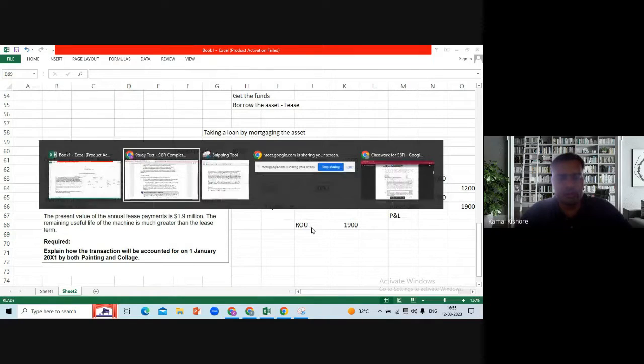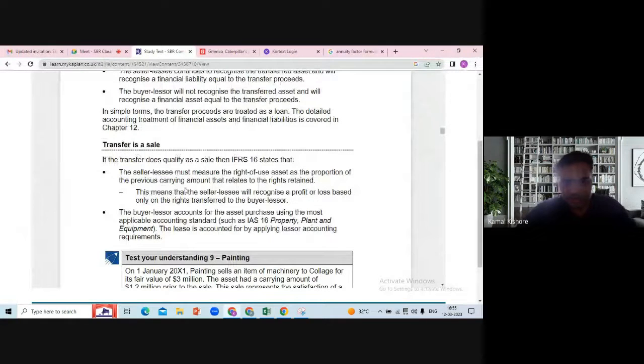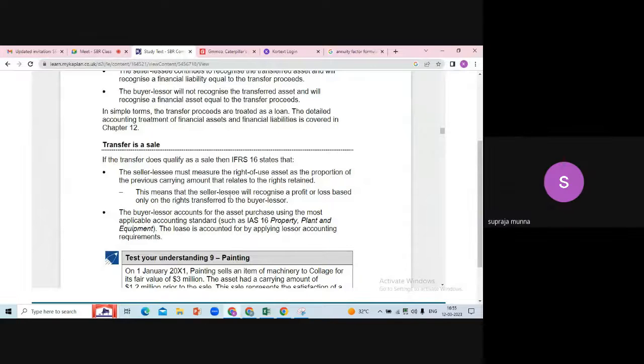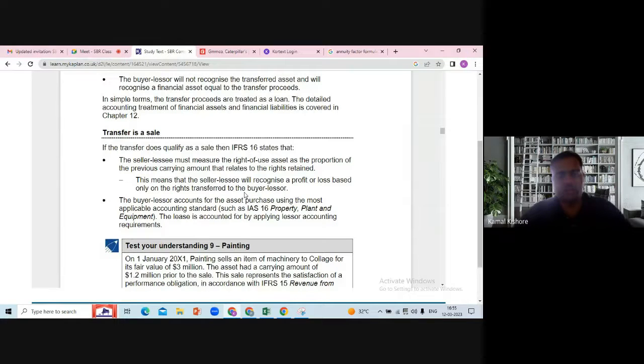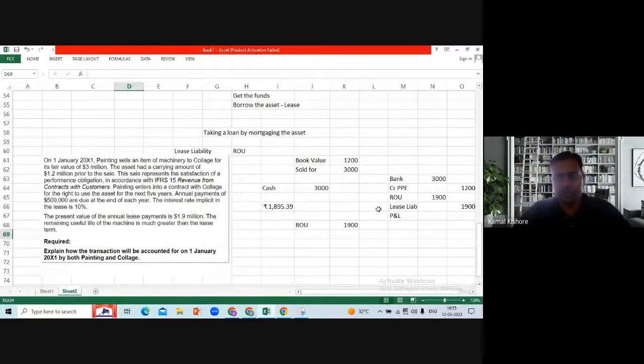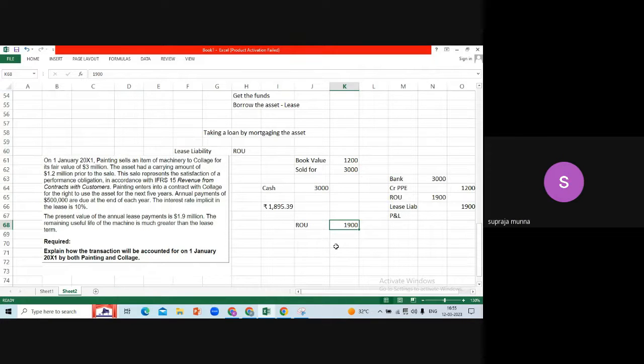What they are telling here, because this is the most complicated part as far as this standard is concerned, is that the seller lessee will recognize a profit or loss based on the right transferred. How much is the right transferred to the buyer lessor? What is the fair value of the asset? 3 million. How much are you transferring for? Book value is 1.2 million. Present value is 1.9 million.